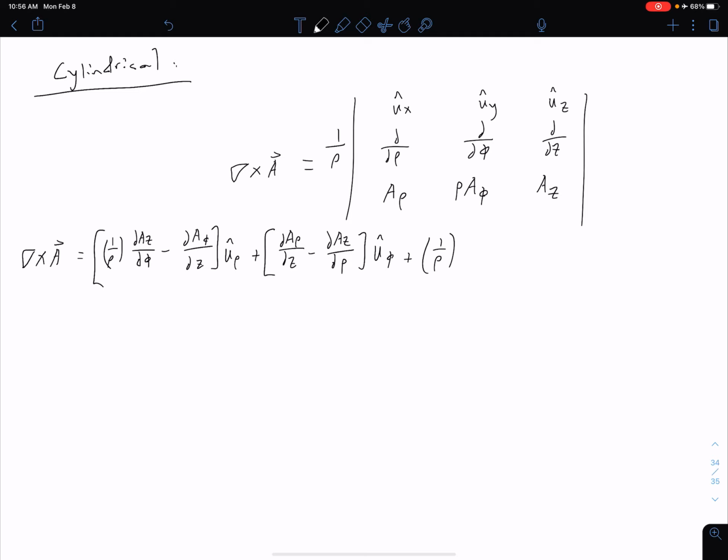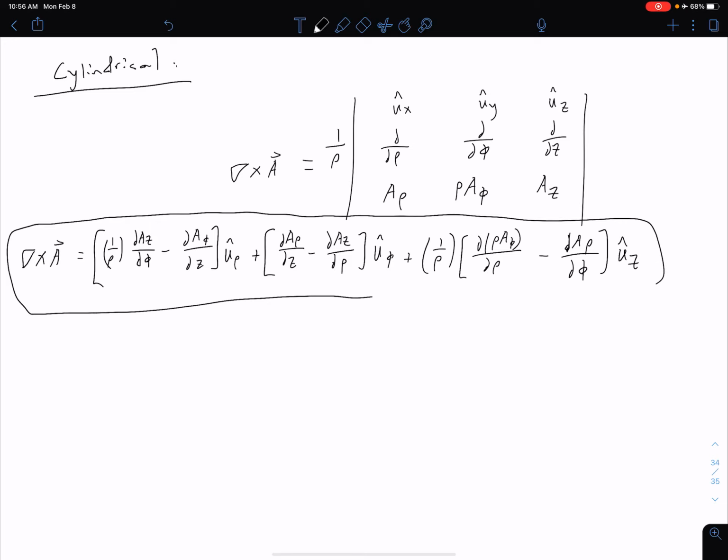plus 1 over rho times the quantity of the partial of, and then in parentheses we have rho A phi with respect to rho. And so I just want to point out here that this is a case where you would want to multiply that phi component by rho before taking the partial derivative. So then we subtract from that the partial of our rho component with respect to phi, and that's in our z direction. So that's our expression for curl in our cylindrical coordinates.